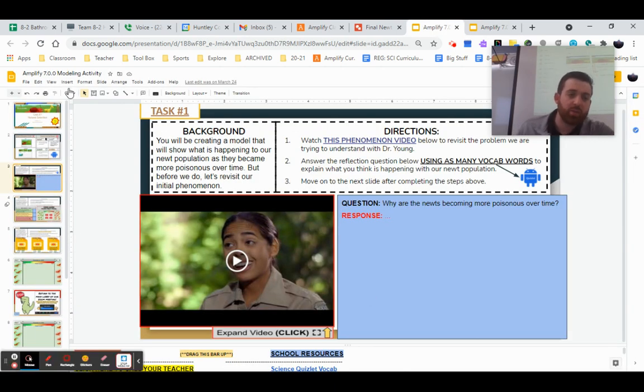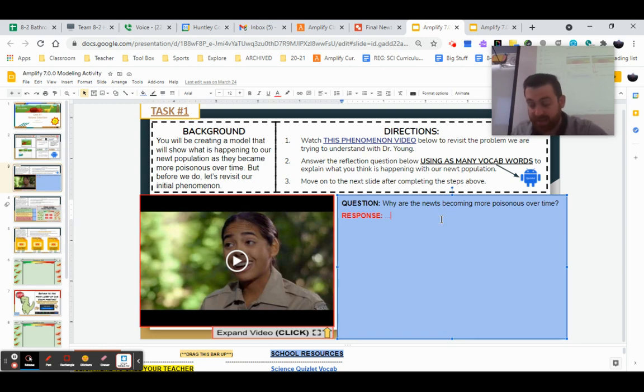So here in your original 700 model, we had task 1, and we had this big question: why are the newts becoming more poisonous over time? And in here, you had a response, an answer. This answer should be guiding the creation of your model. Now, we are going to start by revising and fixing this before we complete our model. So let's take a look at what that means.